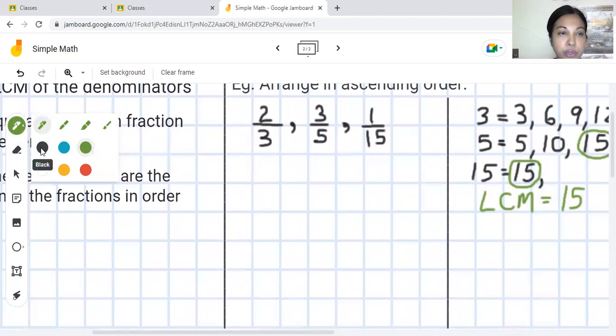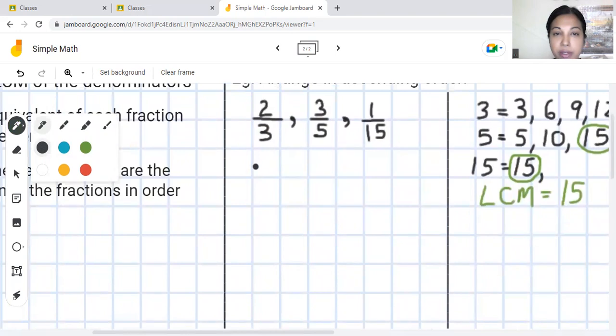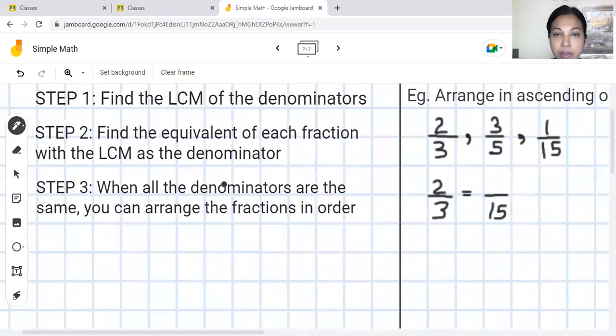So what I'm going to do with each one of these fractions, I'm going to put these fractions down and find the equivalent of each of them. So I have 2/3 will be equal to something over 15, right? So what this step is saying is that we have to use the equivalent. To find the equivalent, we will use the LCM as the denominator.